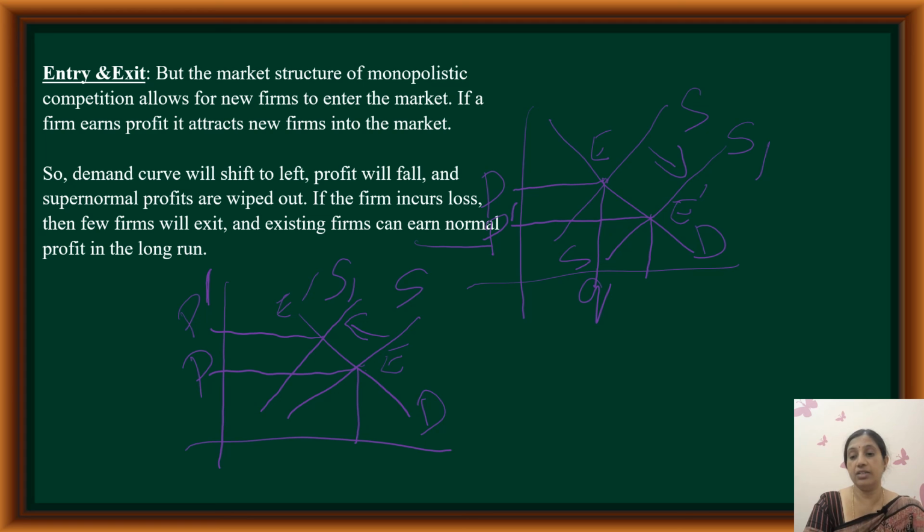If they earn supernormal profit, then again it will attract new firms. Then supply increases, price decreases, and this process will continue till they reach a position where existing firms earn only normal profit in the long run.